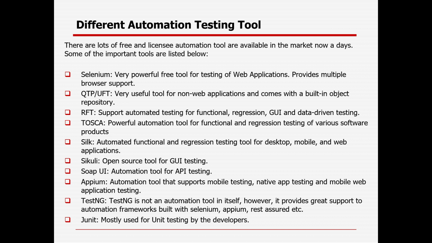UFT or QTP is for non-web based or Windows-based applications, used with the inbuilt object repository feature. RFT is also for functional, regression, GUI and relevant testing. Tosca is a powerful automation tool, sometimes called codeless automation, especially for functional regression testing of various software projects. Silk is also used for desktop, mobile and web-based applications. Sequelity is also used for GUI testing. In case you want to focus more testing on the GUI, you can use Sequelity. SOAP UI and Postman are for API testing. Appium is primarily for mobile-based testing, whether native app testing or mobile web application testing.